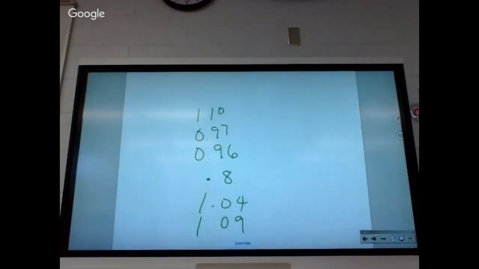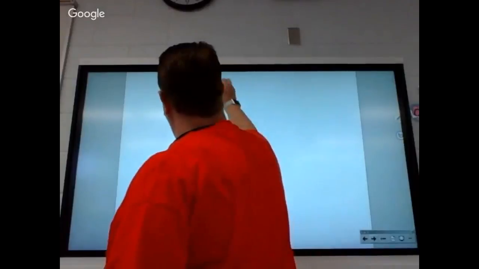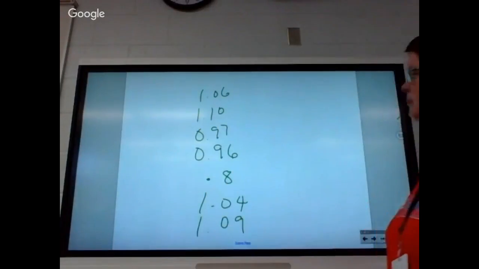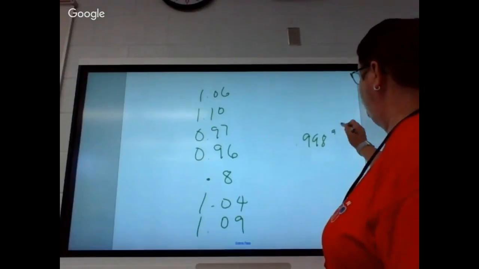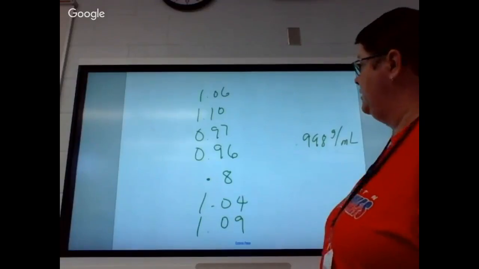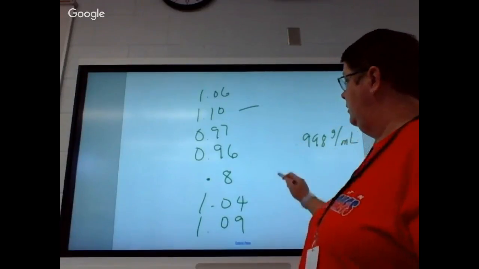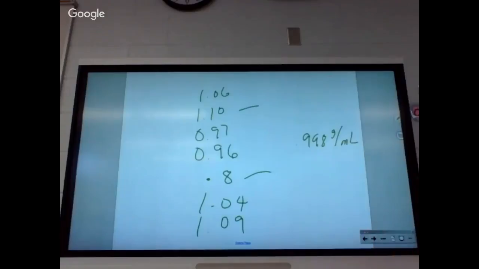Nathaniel, what's your group have? Just part A. All right, do you see a pattern? What's the answer pretty close to? Density of water is around 1. It's actually 0.998 grams per milliliter. The biggest number we have is 1.1. The lowest number we have is 0.8. Okay, but they're all in the same range.